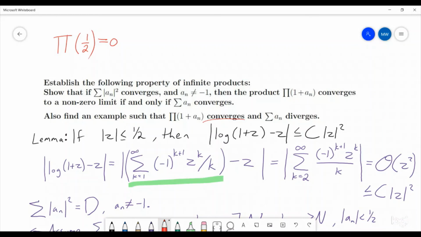So let's say that a sub n is equal to negative 1/2 every single time. Then we have the product of 1 minus 1/2. That goes to 0. But the sum of negative 1/2 goes to negative infinity. And so we have the sum diverge, but the product converges. And that is how you would go through and do this problem.